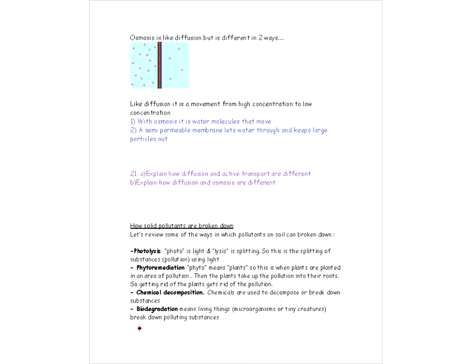Now, biodegradation is another way of breaking down a substance. Remember, bio always means living, so it's using living things to break down substances. So you're using microorganisms or tiny creatures, like a bacteria, to break down some sort of substance that you want to break down.